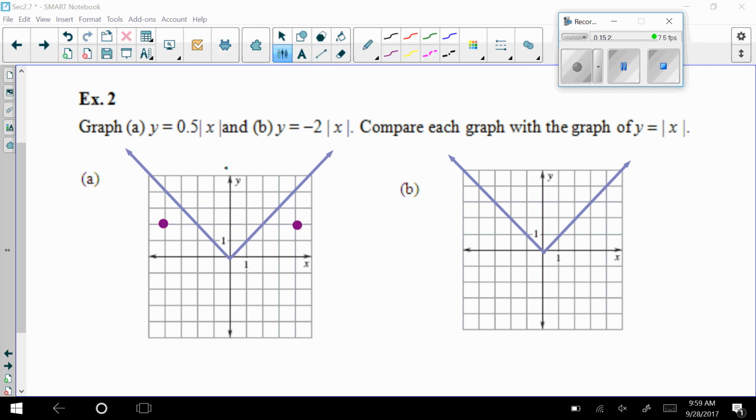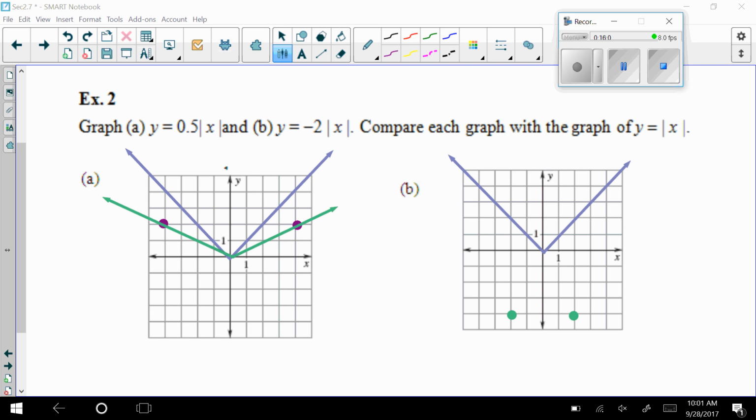If I plug in -4 for x to the graph y equals 0.5 times the absolute value of x, I get a y value of 2. And if I plug in +4 for x, I get a y value of 2. So here's what my 0.5 times the absolute value of x function graph would look like in the green. Looking at the second graph, y equals -2 times the absolute value of x. First, I know that it's a reflection over the x-axis because my a is negative.